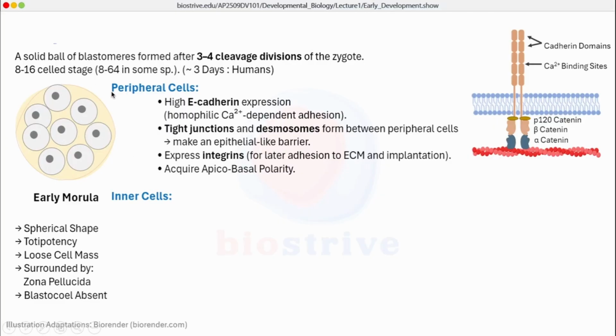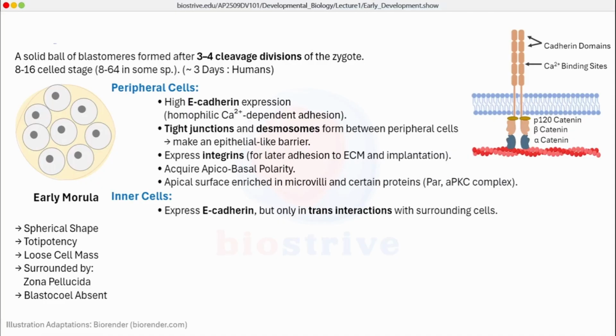Now, these peripheral cells are the ones which will acquire apicobasal polarity, which means that these cells will have a distinct apical side and a distinct basal side. And on the apical side, there will be distinct villus structures, or we can say microvilli structures as well.